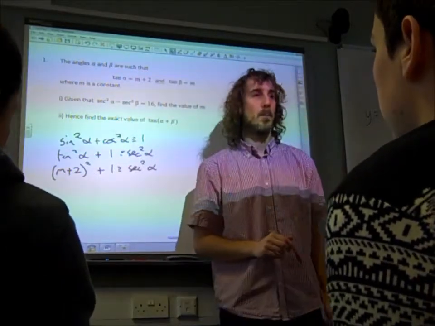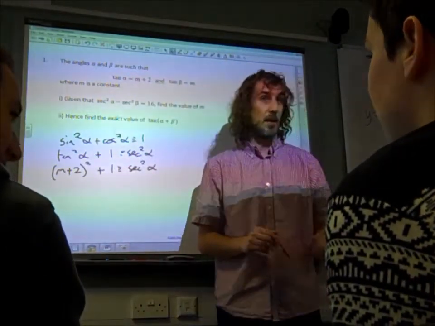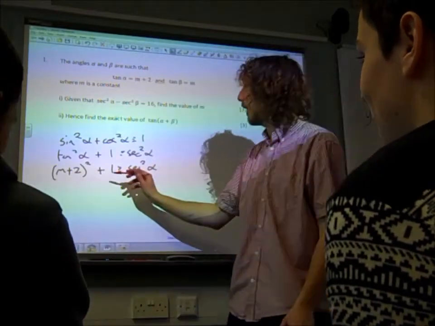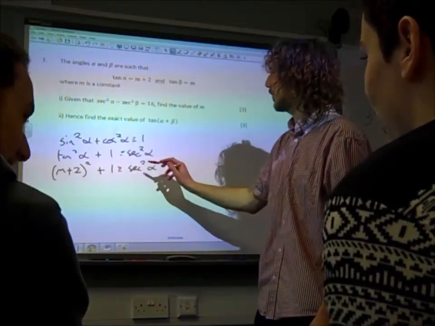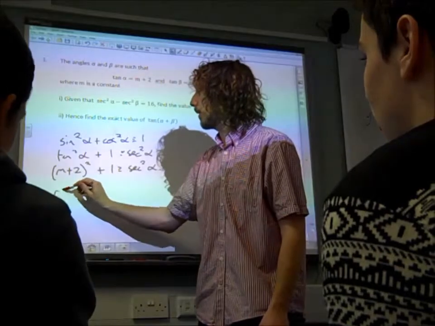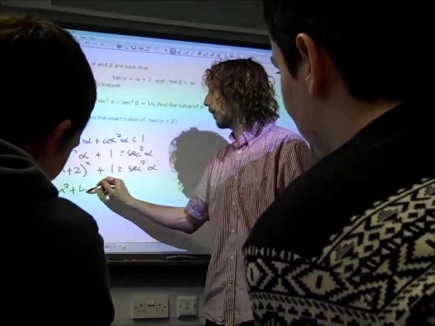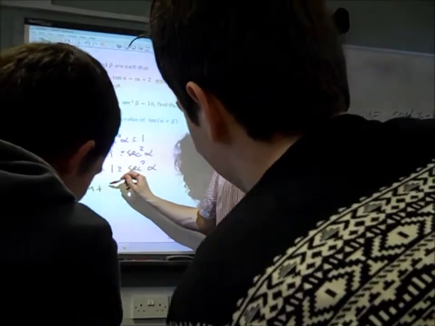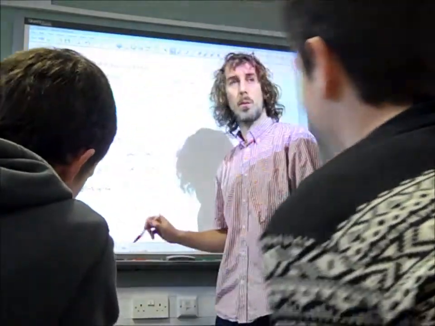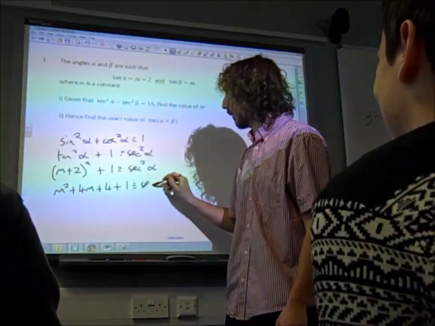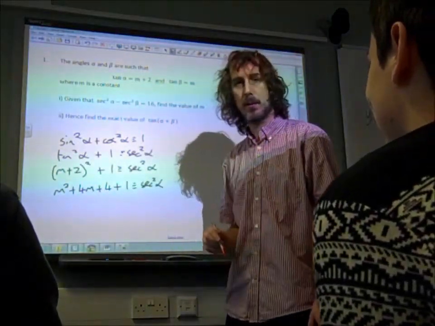Okay, so if we rearrange this, then what we're going to say is that sec squared alpha is, do we need to multiply it all out? Probably. M squared plus 4m plus 4 plus another 1. That's what sec squared alpha is.